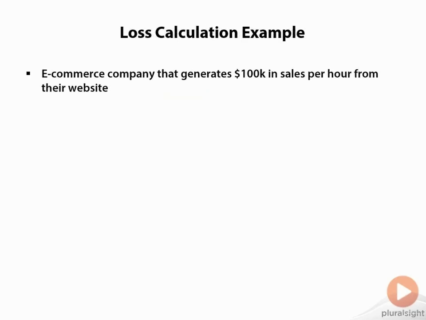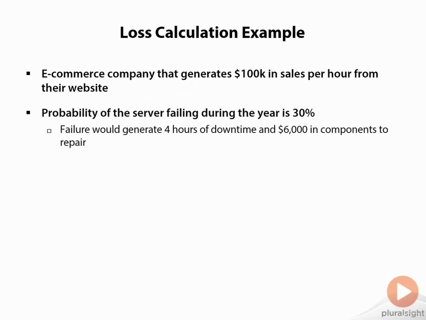All right, so as an example, let's say we have an e-commerce company that generates $100,000 in sales per hour from their website. All right, I wish I had that company, right? So the probability of the server failing during the year is 30%. Now, obviously, if it's a highly functioning e-commerce site, it's not going to have a single server, but it's going to have a server cluster, load balancing, all those types of things. But for our example, okay, just play along for a moment. Let's just make it easy to calculate. So the probability of that server failing during the year is 30%.